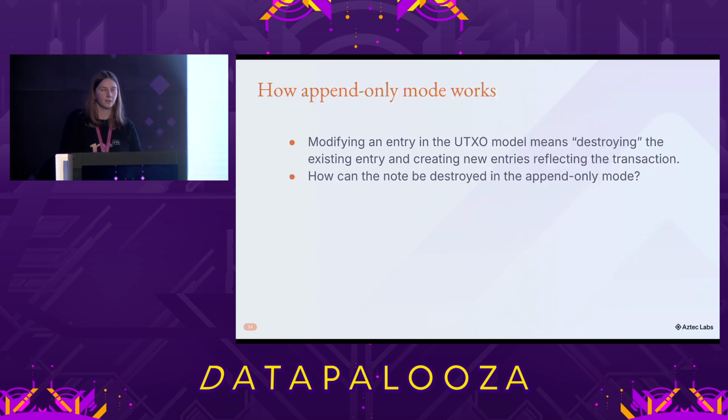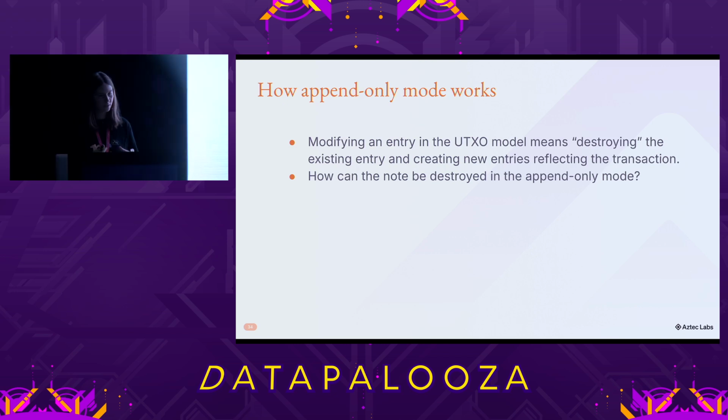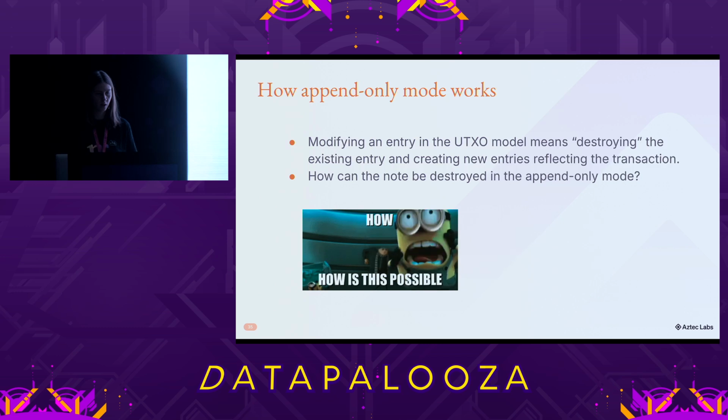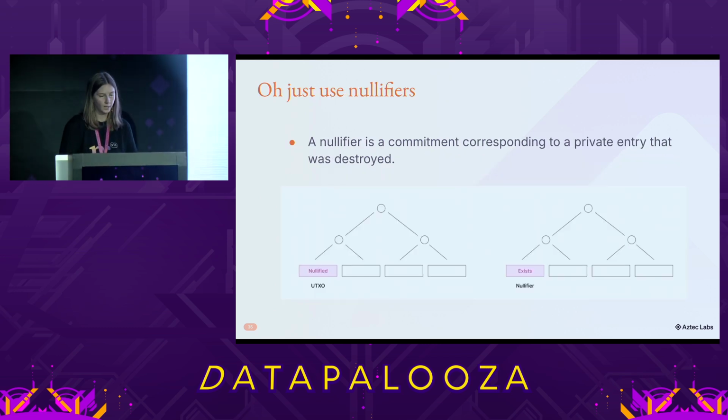But now it's a bit tricky, because I first said append-only mode, where you can only add, but then I said, OK, now you need to cross out. So let's learn a bit how append-only mode works. Modifying an entry in the UTXO model means destroying the existing entry and creating a new entry or entries reflecting the transaction. How can the node be destroyed in the append-only mode? With the help of a nullifier.